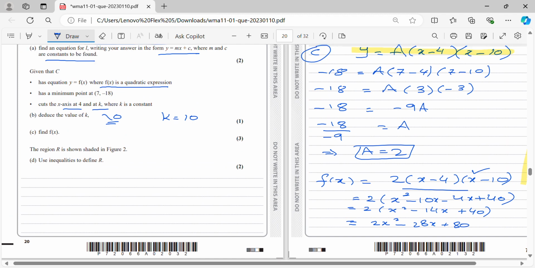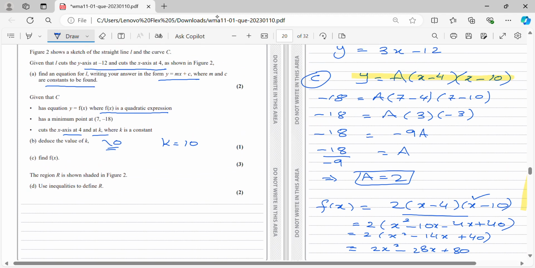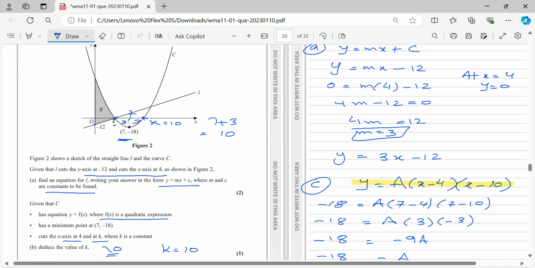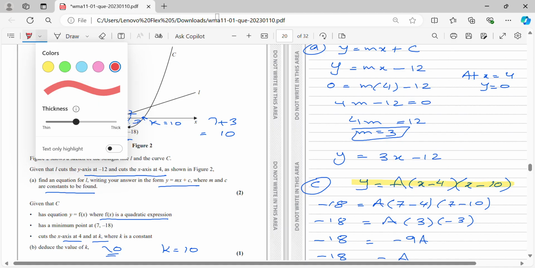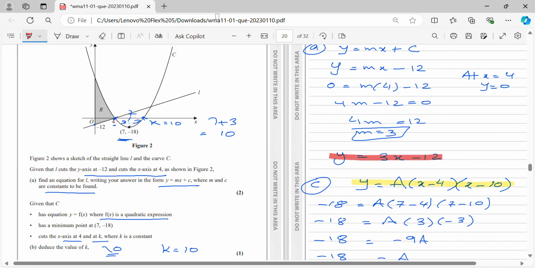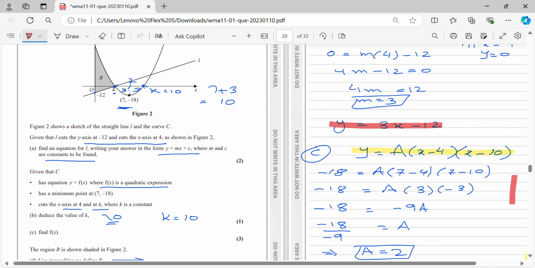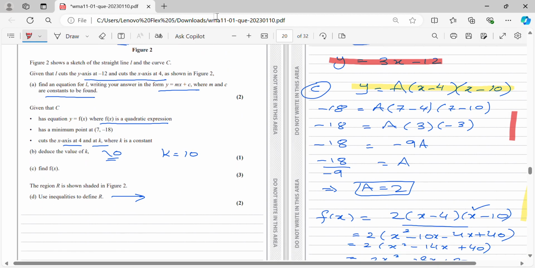The D part is: use inequalities to define region R. Okay, look at the region. I have a straight line. Let me highlight it. This is a straight line, y equals 3x minus 12, and I got the equation of a quadratic, and here it is, y equals 2 into x minus 4 into x minus 10.